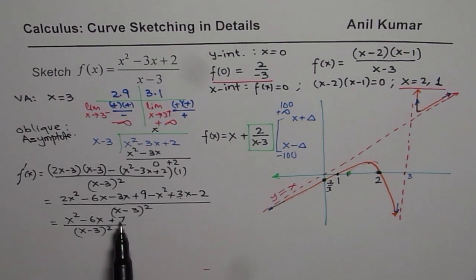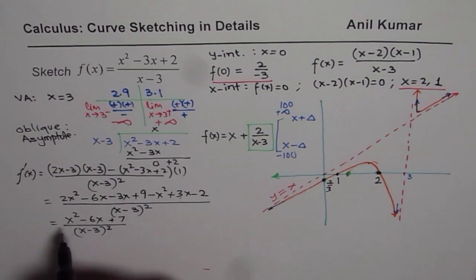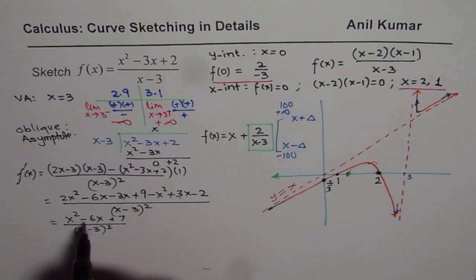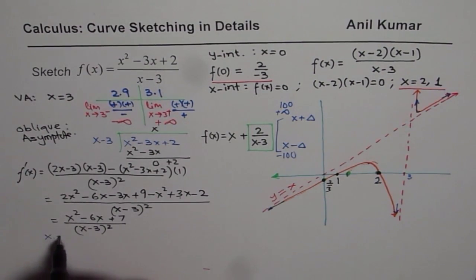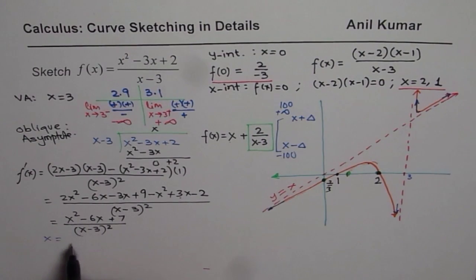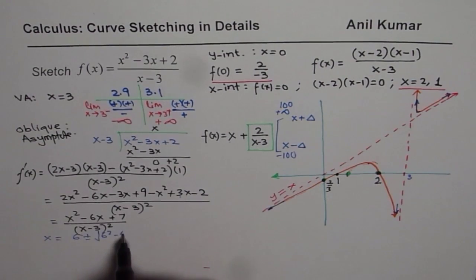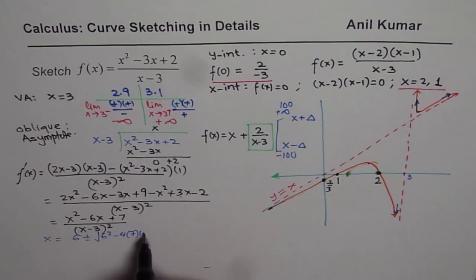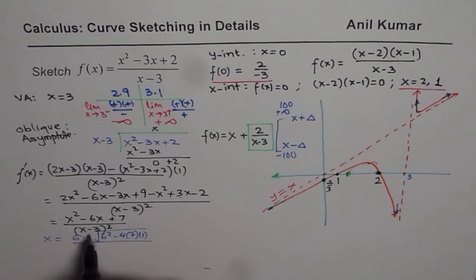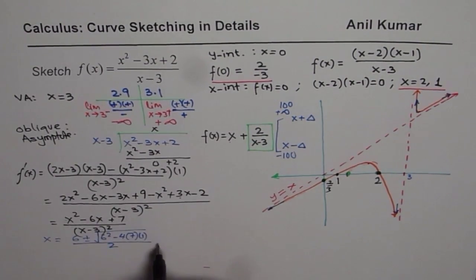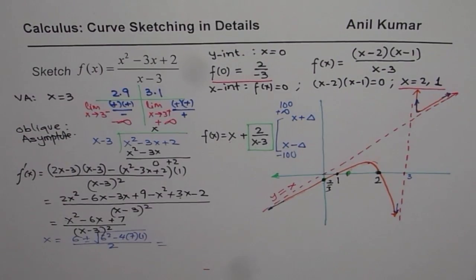Now what is that? We need to apply the quadratic formula to find this value, right? Since it cannot be easily factored. So let us apply the quadratic formula to find the zeros. That is x square minus 6x plus 7. So x should be equal to minus b, which is 6, plus minus square root of b square, let me write, 6 square minus 4 times 7 times 1, divided by 2 times a, that is 2, right? Let's calculate this value using a calculator.